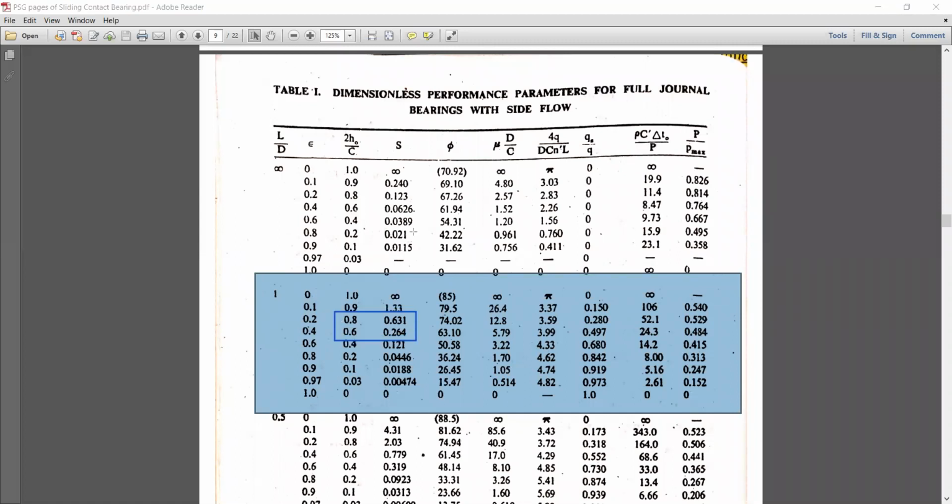For calculating the values, we need the values of the same parameters. So here the maximum value of the Sommerfeld number is 0.631, and the maximum value of 2H0 by C is 0.8. The lower value of the Sommerfeld number is 0.264, and similarly for 2H0 by C it is 0.6. So these values we have considered for interpolation. Now let's check the calculations.